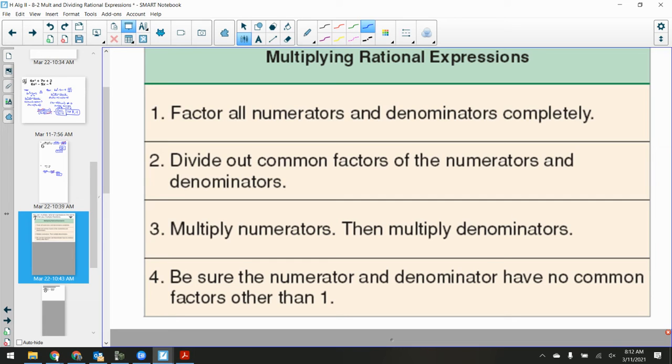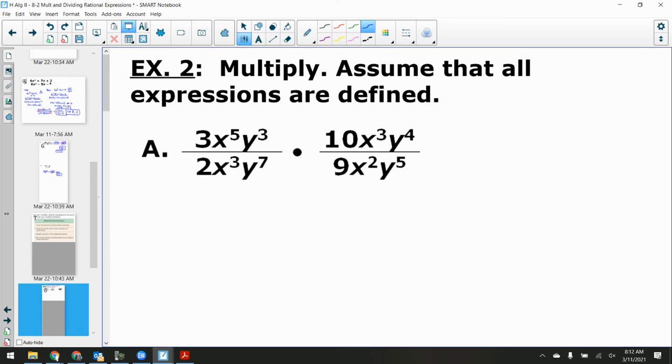Okay? So let's try one here. Now, when I multiply and divide, we're going to assume that all expressions are defined. I'm not going to make you identify any undefined expressions when we multiply and divide. It gets too convoluted. When you're dividing, you need to check both numerator and denominator, because it'll keep, change, flip, and they both exist in the denominator, so we don't even worry about it.